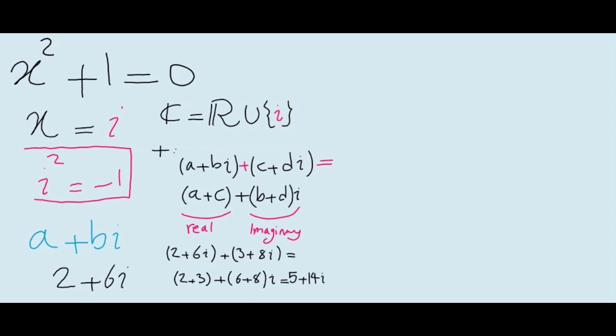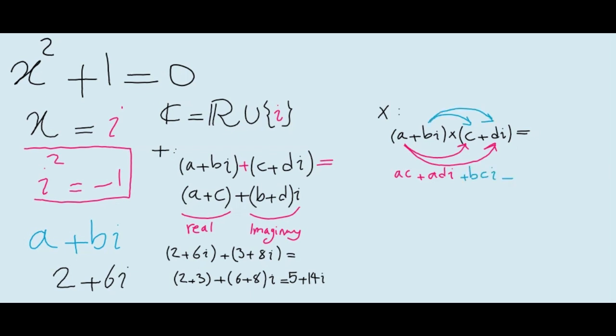What about the product of two complex numbers? I would like to calculate this. I multiply one by one: a times c, a times di, bi times c, bi times di. I already know i squared is equal to -1. So I finally have this.